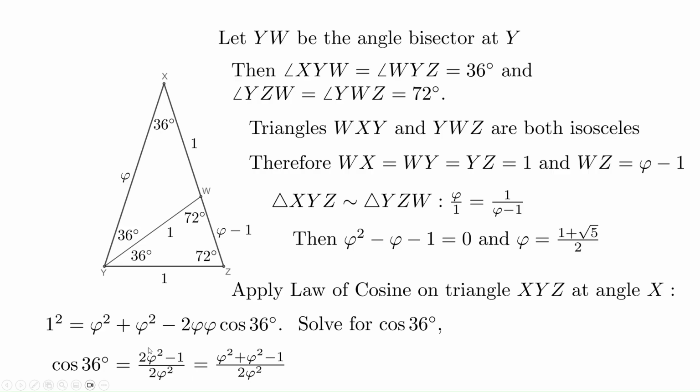Split the 2 phi squared on the top into two terms, phi squared plus phi squared, the second one minus 1. According to the quadratic equation for phi, phi squared minus 1 is simply phi. So we have phi squared plus phi divided by 2 phi squared. Take out phi on the top, we have phi plus 1. Again, according to the quadratic equation, phi plus 1 is simply phi squared. So cosine of 36 degrees is simply 1/2 of the golden ratio.